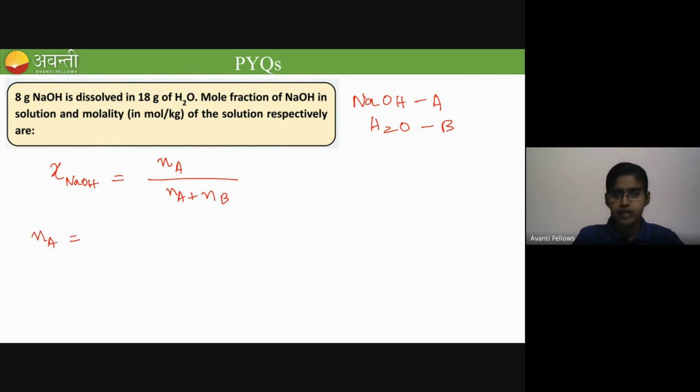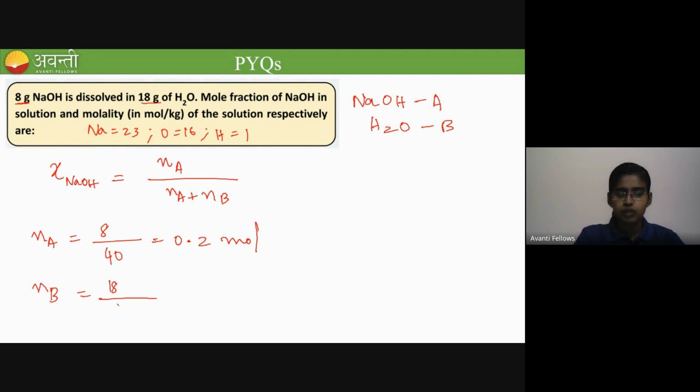So what is the number of moles of A? Number of moles of A is mass by molar mass. And the mass of NaOH is 8. Molar mass of NaOH is 40. For sodium, atomic mass is 23, for oxygen it is 16, and for hydrogen it is 1. If we add all these, we will get 40. So the number of moles is 8 by 40, which is equal to 0.2 mole. And the number of moles of B, that is water: the given mass of water is 18 gram and the molar mass of water is also 18. So it is equal to 1 mole.